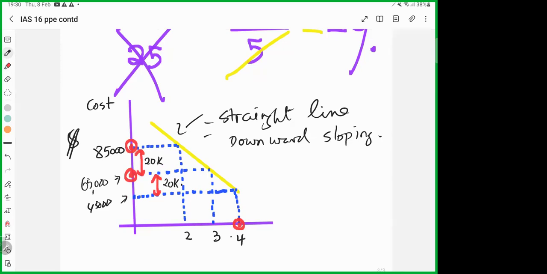Clear? Yes. This is all about calculating depreciation using the straight line method. Mr. Haitham, you are clear with that? Yeah, very clear. Okay, that's good.